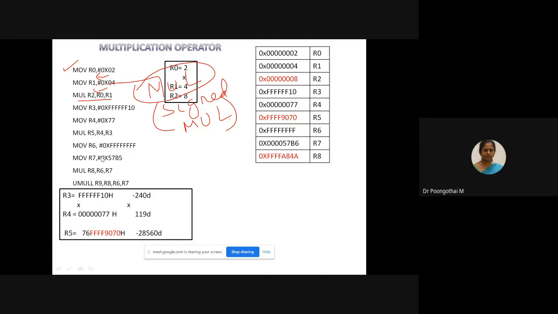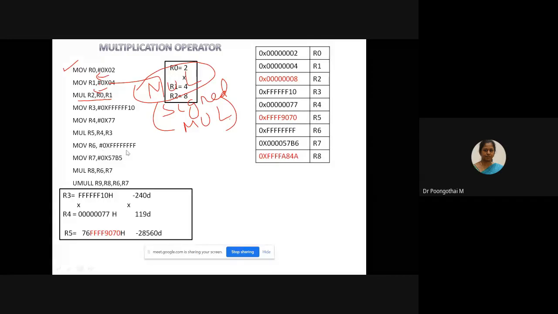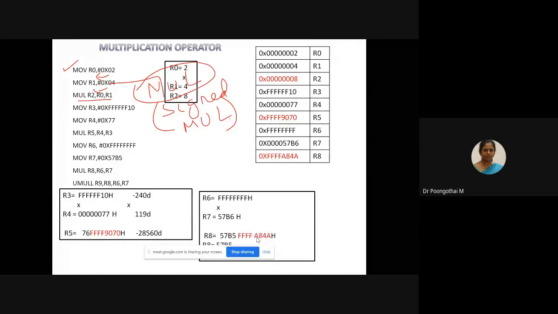Next instruction: move R6, the 32-bit value, and the multiplier is loaded into R7. So MUL R8, R6, R7. After execution, your R8 holds this answer. This value is multiplied with this one, and after the execution we will be getting this value. The basic multiplication instruction discards the upper 32 bits of the product. It only gives us the lower 32 bits of the result.